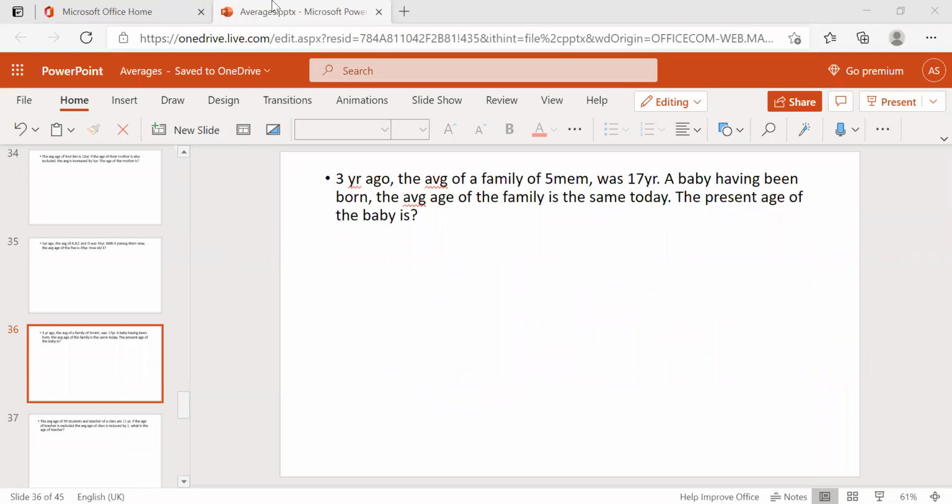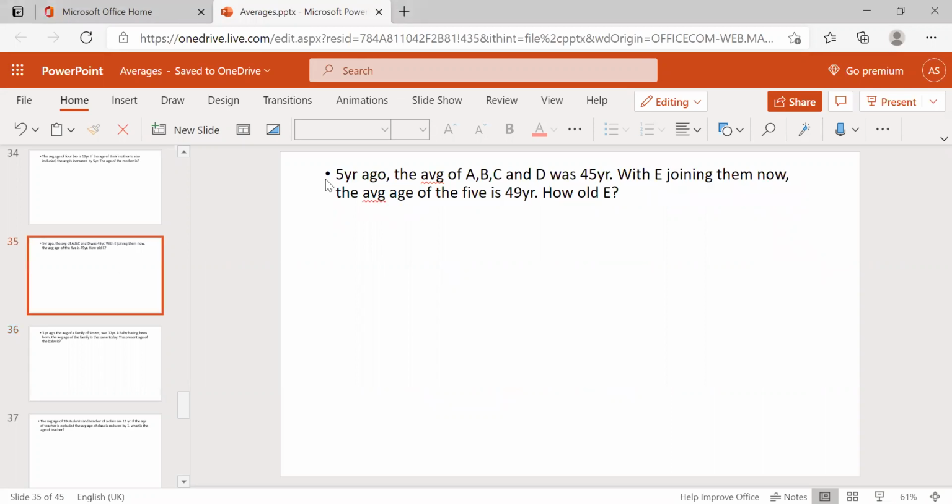Now, move further. This question. 5 years ago, the average of A, B, C, and D was 45 years. With E joining them now, the average of the 5 is 49 years. How old is E? Same type of problem. Previously, how many members was there? 4 members was there. What is the average? Not the 45 mark. Here, don't take the 45. Here it is increased. 5 years ago it is 45. Now it is 50.